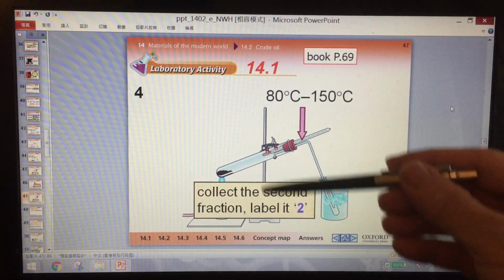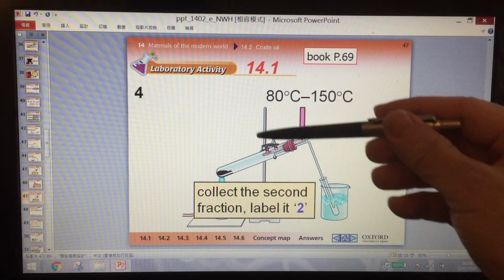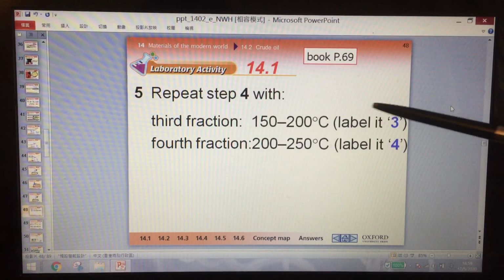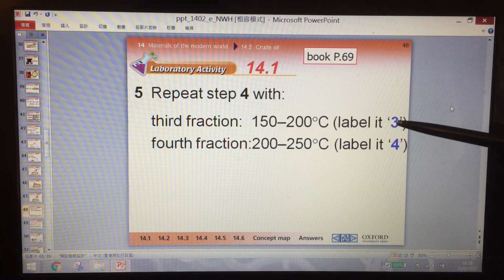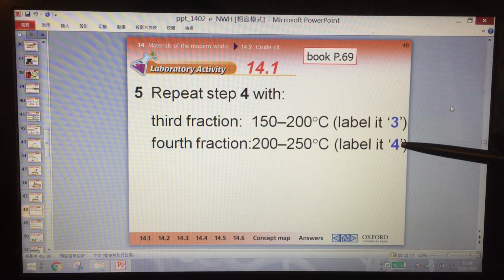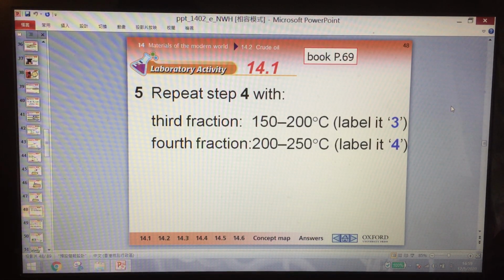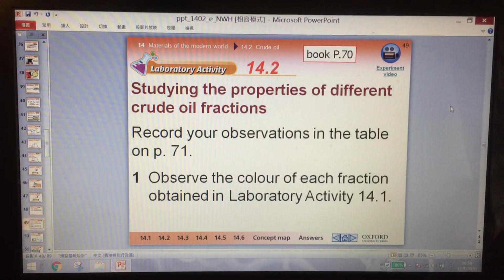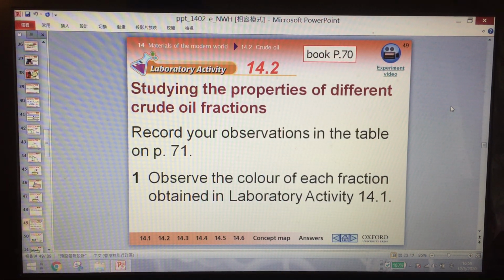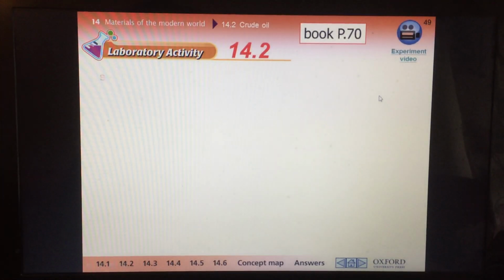And then we repeat the same procedure with higher temperature, and then higher temperature. So we will have a higher temperature, which we call number 3, and an even higher temperature, which we call number 4. So we will have the 4th fraction. Okay, and then we study the properties of the different crude oil fractions. We have 4 fractions. Okay, let's take a look at the video.